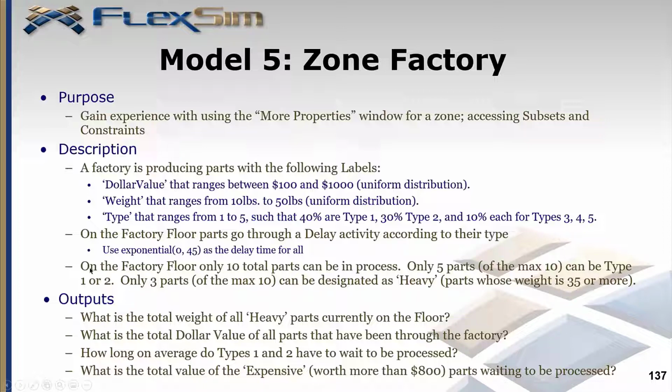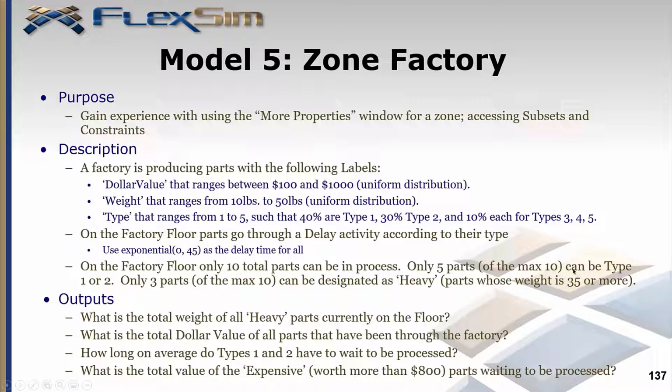Now on the third bullet point here, we want to use the zone's constraint capability, where we want to set up some rules that says that on the factory floor, or across all of the delays, we can only have 10 tokens in progress at a time. And only 5 of those 10 can be either type 1 or 2. And only 3 of those parts can be classified as heavy.